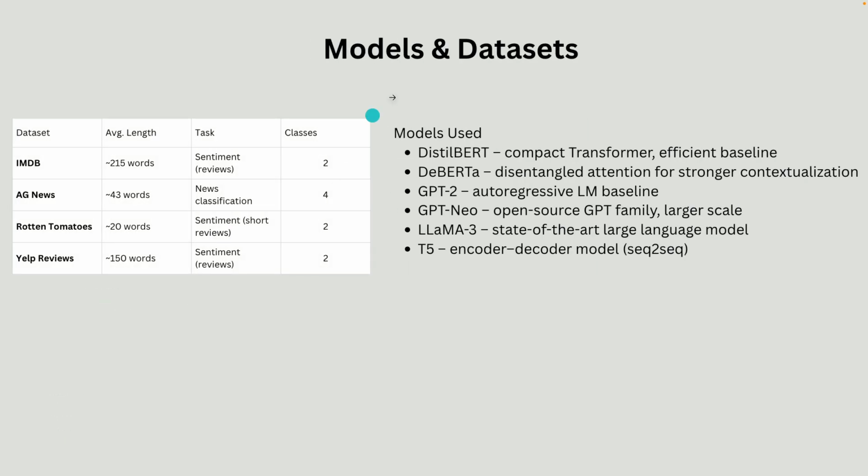When it comes to models and datasets, we used 4 datasets, which are IMDb, AG News, Rotten Tomatoes, and Yelp reviews. And we performed experiments using the target models such as DistilBERT, DeBERTa, GPT-2, GPT-Neo, Llama 3, and T5. So these are 4 LLMs and 2 encoder-based models.